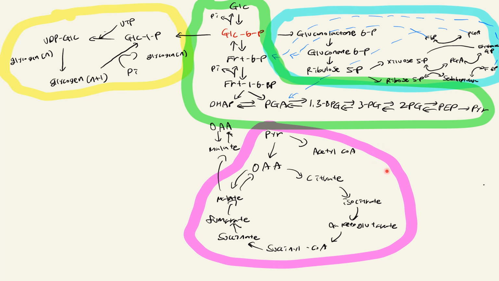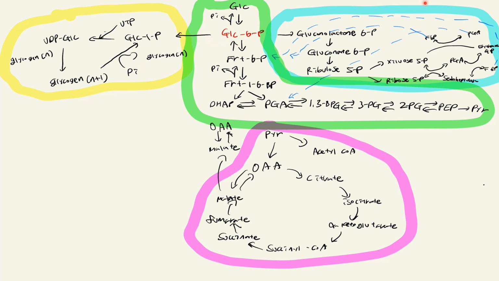Before I explain the TCA cycle, or the Krebs cycle, I will explain glycogenesis first. While glycolysis generates energy, glycogenesis is the pathway that stores energy by converting glucose 6-phosphate into glycogen, which is stored in the liver and muscles.